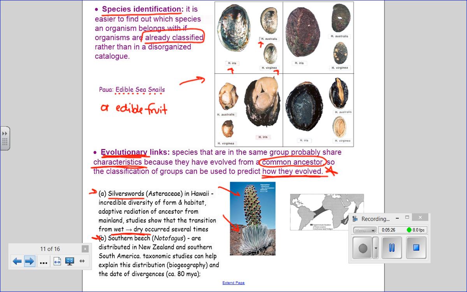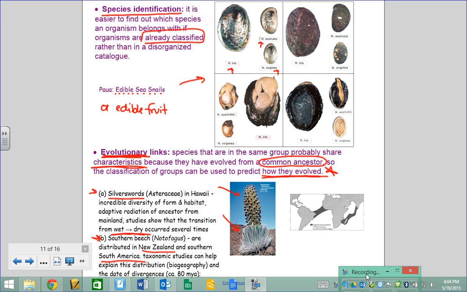Another example is this idea of the southern beech. It's a type of tree. Its genus is Nothofagus, and then there's a number of species in that genus. They are found both in New Zealand and South America. So if we think about South America and we think about New Zealand and we think about how continents might have been attached in the past, remember that we think that there's a lot of connection between continents that now seem very far apart.